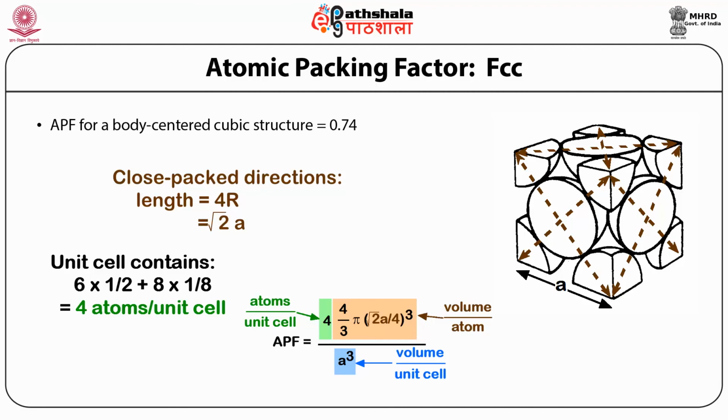Moreover, here in 4 by 3 pi r cube, r is the radius, which comes out to be root 2a by 4. So the numerator becomes 4 times 4 by 3 pi times root 2a by 4 whole cube, divided by a cube, which is the volume of the unit cell. So students, by doing such calculation, we get the value of APF for the FCC structure to be 0.74.